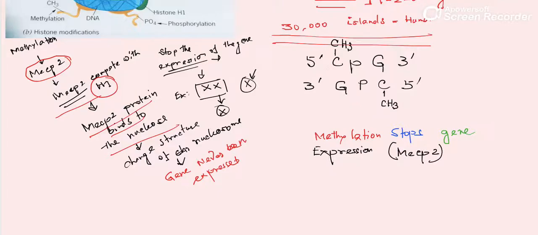is MECP2 protein. And if there is a mutation in MECP2, that will form Rett syndrome. Rett syndrome causes mental disorder and varieties of muscular disability.